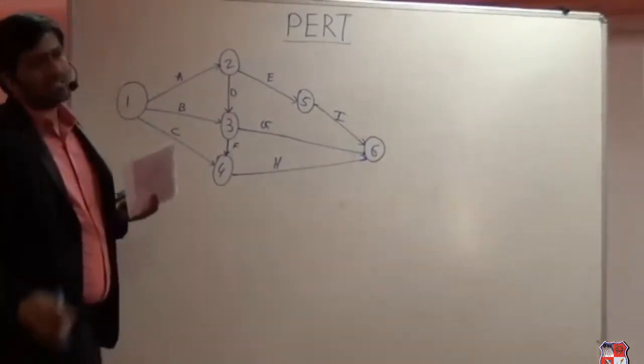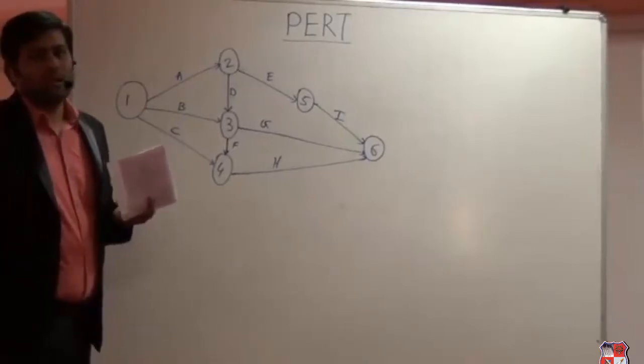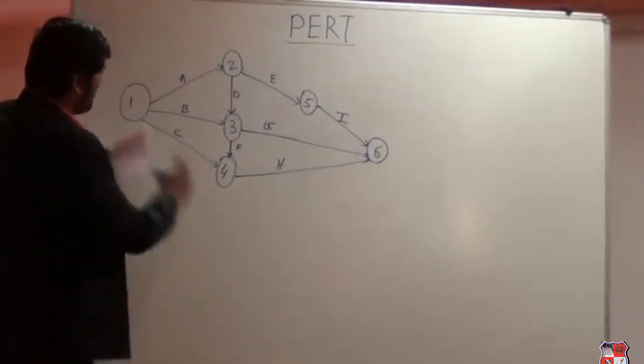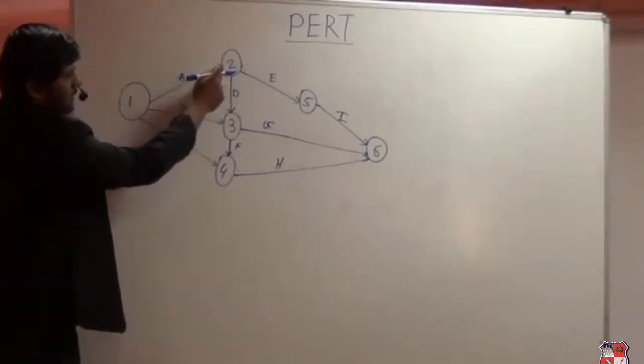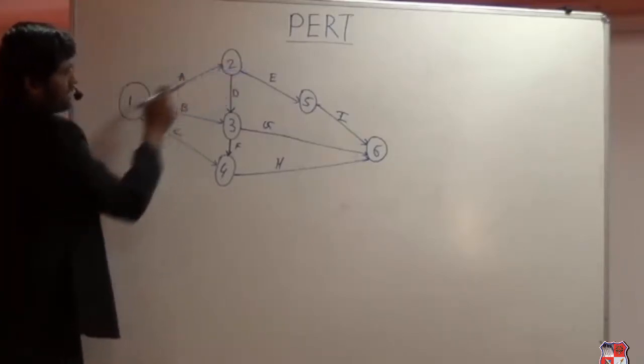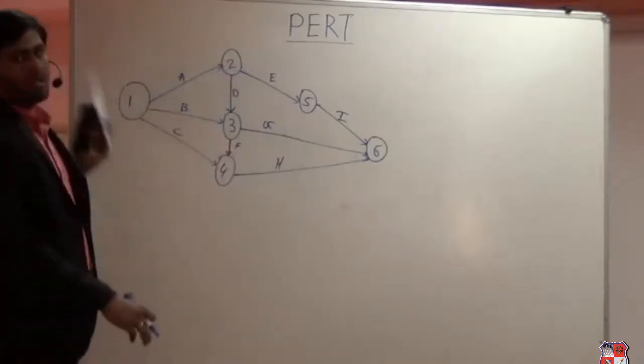I made a mistake, like the tail must be smaller compared to the head of the arrow. So if you see 1 to 2, this is the arrow, so head over here, so 2 is greater than 1. So in that way you can give the numbers to the nodes.